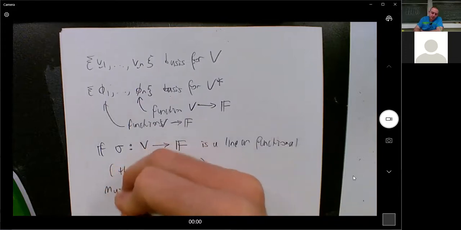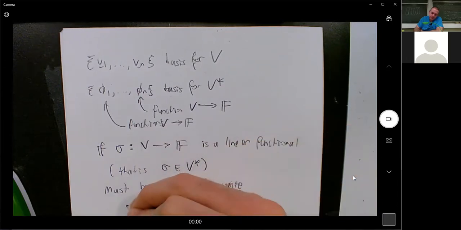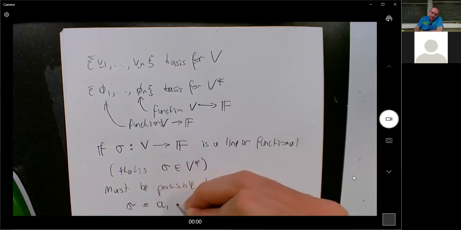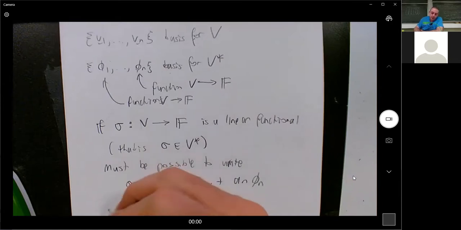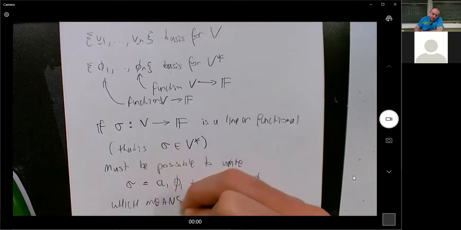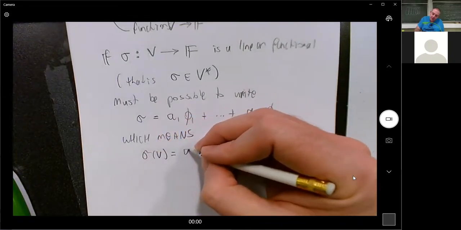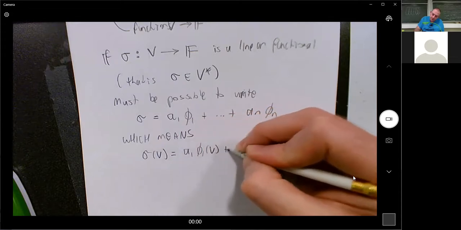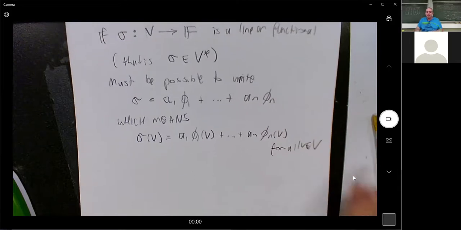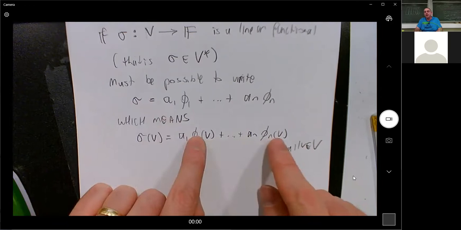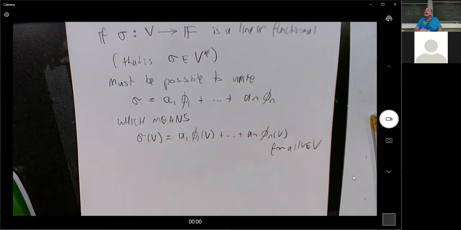And so it must be possible to write sigma as something times phi1 plus up to something times phi n, which means that, because sigma is a function, sigma acting upon a vector V, for all V in big V, is that the way to do the function sigma is to do all the functions phi1 up to phi n, get those answers, multiply each by a number, and add them together. So that will be how to do it.